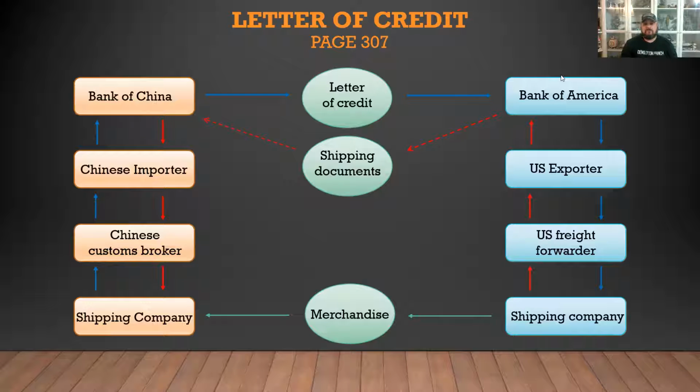Once this letter of credit is established, the U.S. exporter goes through his freight forwarder and the shipping company to ship the merchandise over to China, who on their end has a receiving shipping company, and has to go through a customs broker, obviously, because it is international, and then to the importer. So this chart here at the top of 307 really lays out how this letter of credit works and how everything goes with the shipping documents in red, the letter of credit in blue, and then the merchandise at the bottom there in green.